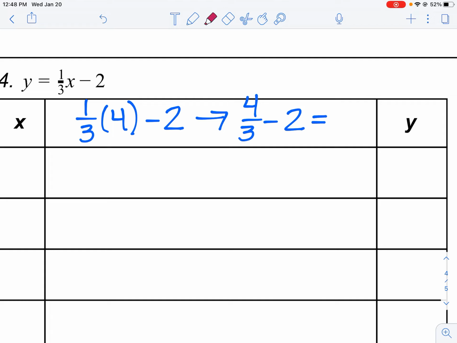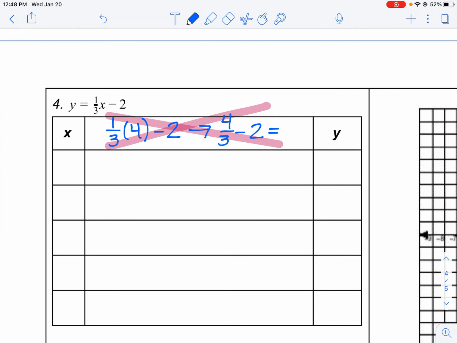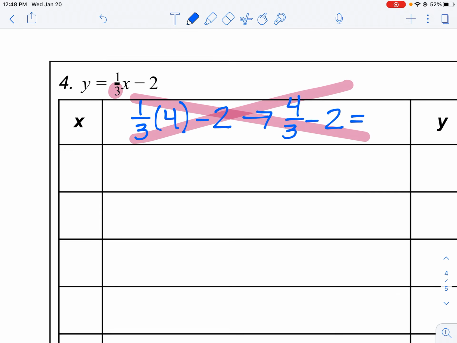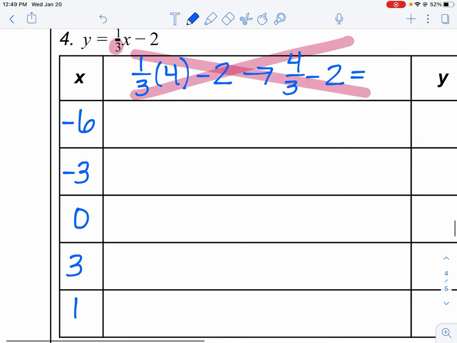So this is why you want to avoid picking numbers that don't clear the fraction. Let's review how to do that. When I have a denominator of 3, I want to pick numbers that have a factor of 3. So for instance, if I pick -3, actually let's take that back since I have to pick 5. I'm going to pick -6, -3, 0, 3, and 6.